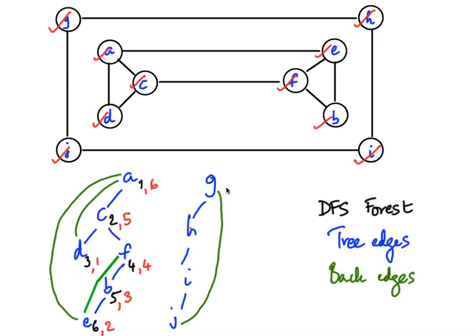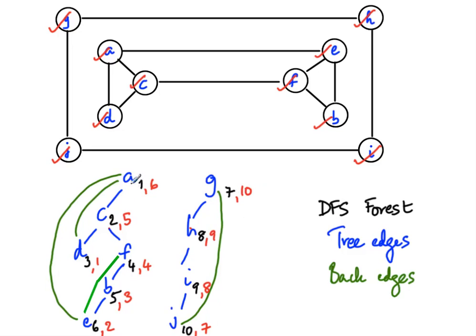So we enter G as step 7, we enter H at step 8, we enter I at step 9, and we enter J at step 10. And then we finish processing J, so that is the 7th vertex to finish. I is now the 8th vertex to finish, H is the 9th vertex to finish, and G is the 10th vertex to finish. So there are several things therefore that go along with DFS.